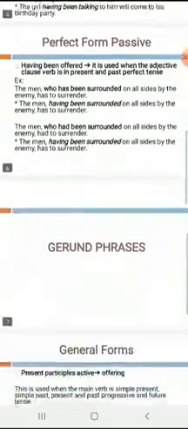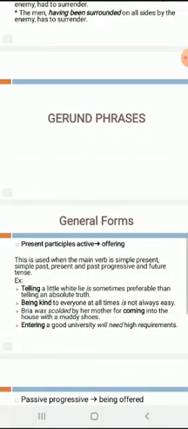Okay. Alright. Now we are going to discuss the gerund phrase.